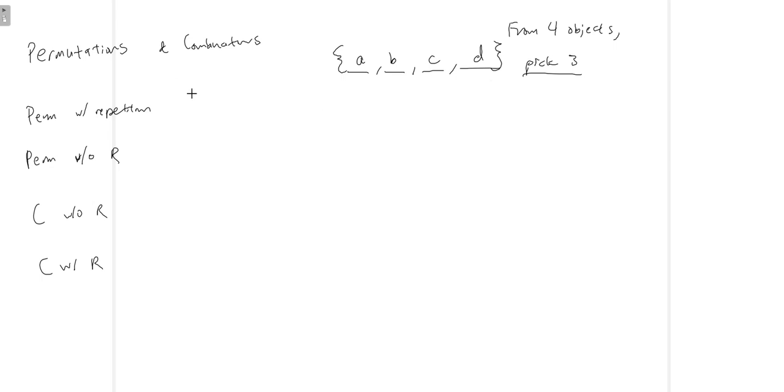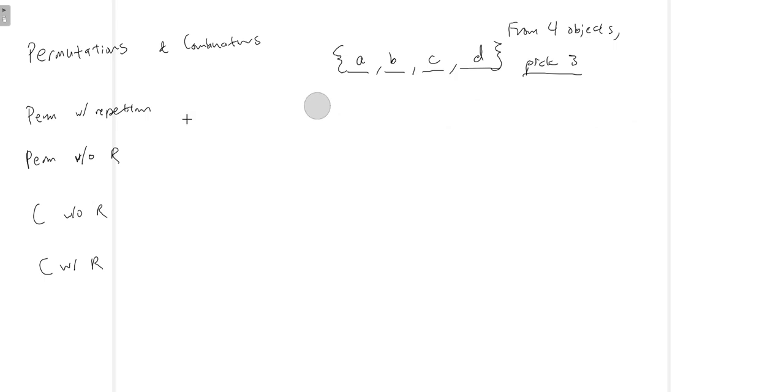The first meaning we'll discuss is to pick 3 where order matters and allowing for repetition. This is called permutation with repetition. So if I pick A, B, C, this is different from if I say C, B, A. And also because I'm allowed to take a repetition, I can pick A 3 times or A twice.